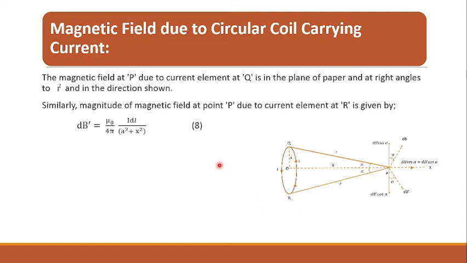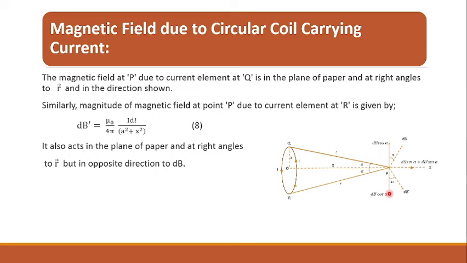So, this is the magnetic field at point P due to the current element at point R, right? And that magnetic field will be equal to dB prime equal to mu 0 upon 4 pi, I dl upon a square plus x square, right? It is also in the plane of the paper and at right angles to R but opposite in direction to dB, and it is shown here on this diagram, and it is dB prime, right? From equations 7 and 8, we can write dB is equal to dB prime.